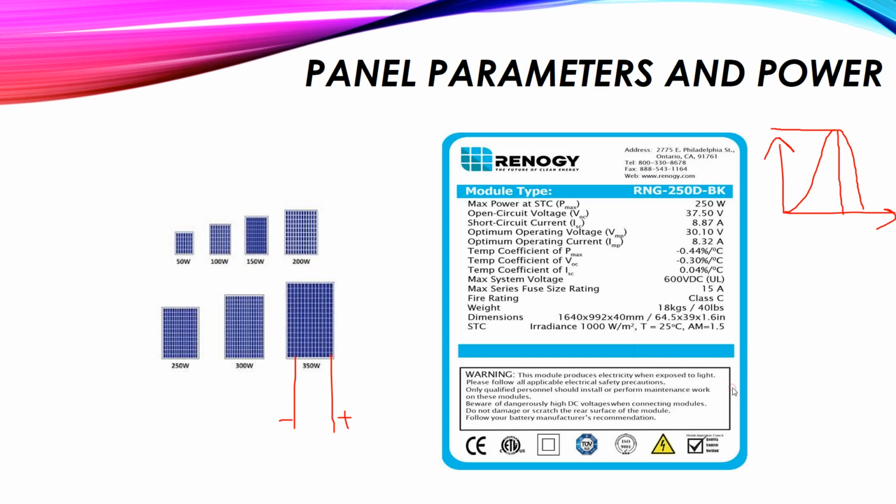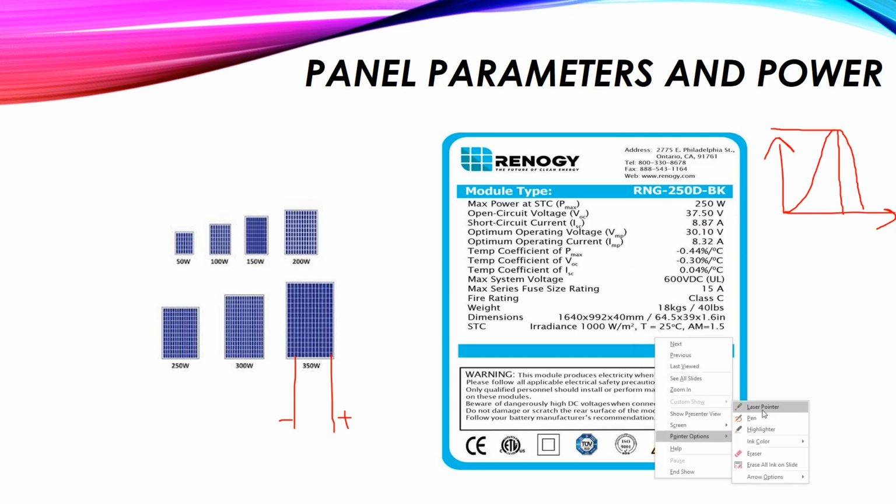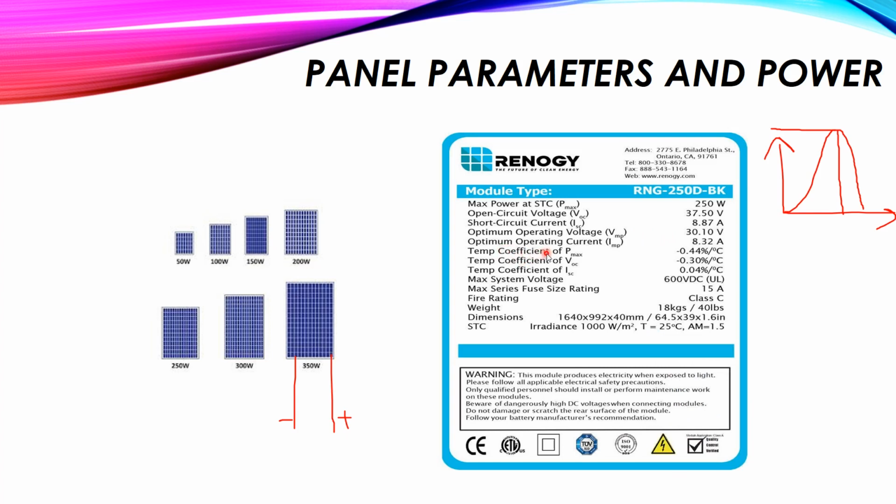Now you will find another thing here, the temperature coefficient of the power maximum. So what does this represent? It means that the maximum power, which is 250 watt, will be reduced for each Celsius degree by 0.44%. So minus 0.44% represents the percentage reduction of the maximum power for each rise in temperature.